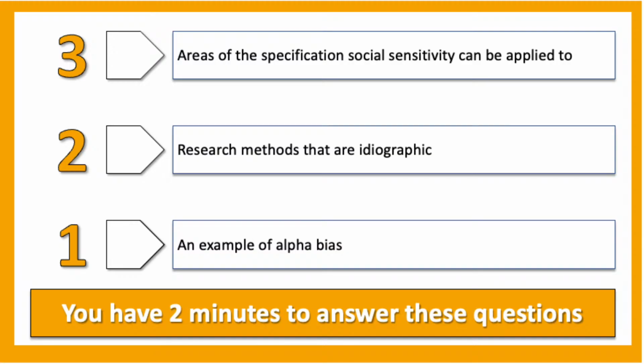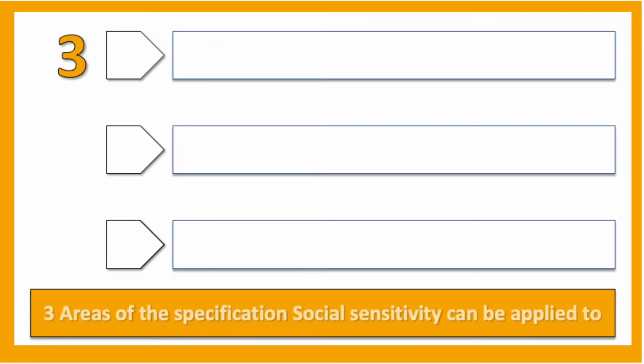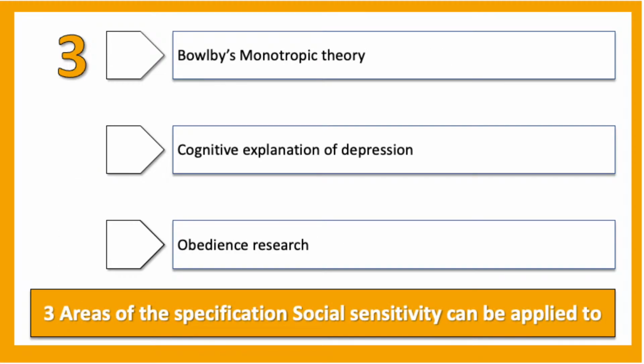Okay, some really strong answers coming in there, particularly for that first one. So lots of different ideas of how we can apply social sensitivity. We've got monotropic theory, which a few of you actually said. Some of you went for role of the father and how that might have implications for the father, but also both the mother in a heterosexual relationship. Cognitive explanations of depression. A lot of you went for things like cognitive explanations of offending as well. That is positive. A few of you went for biological explanations of offending. Obedience research. There's loads of good ones you've gone for there.